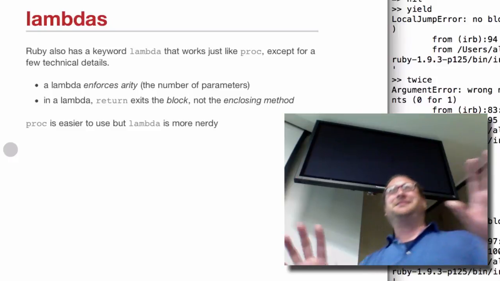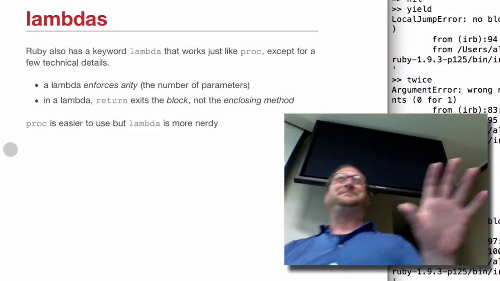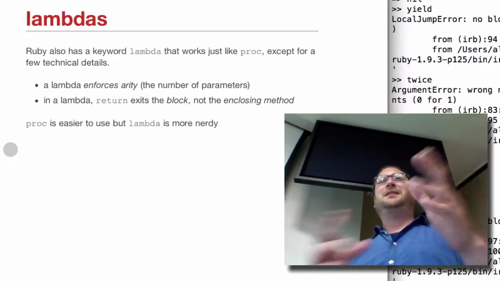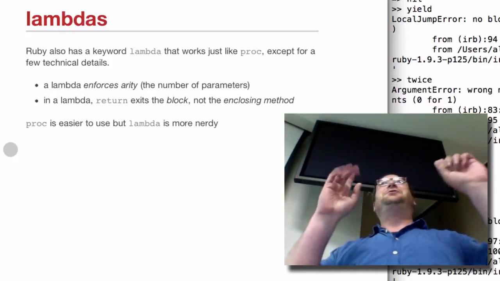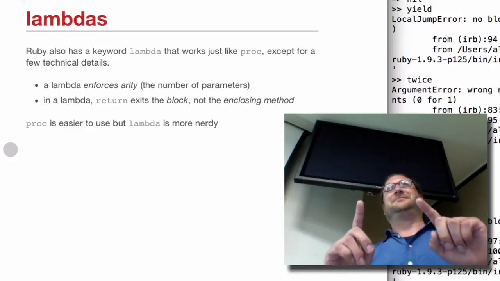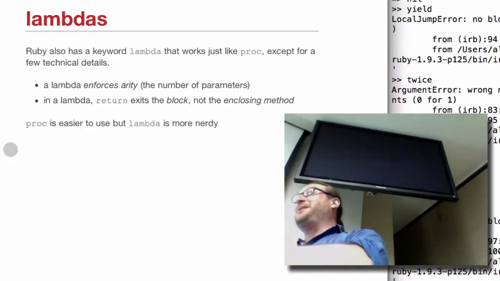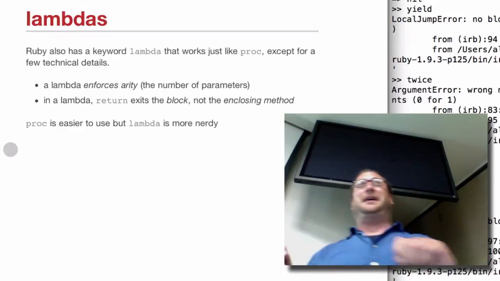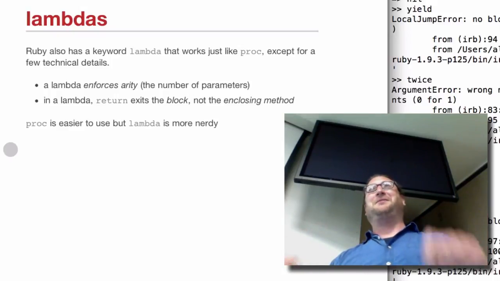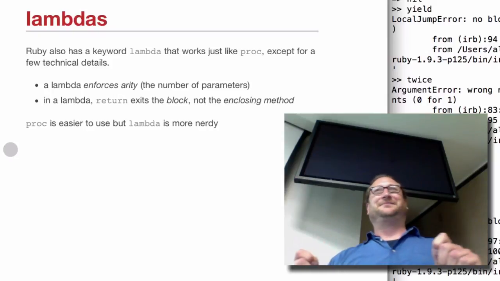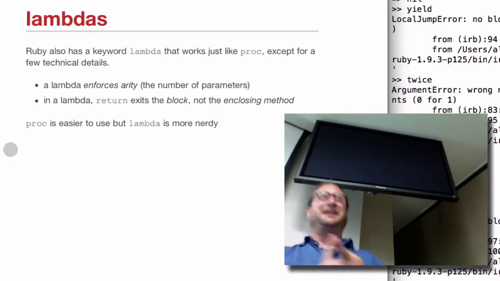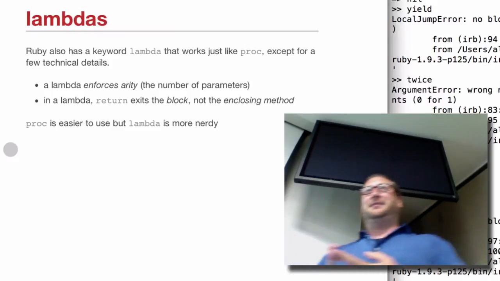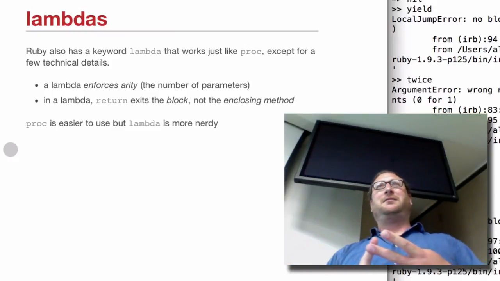Now, I promise this is the last slide before lunch. I've been using the word proc all over the place, proc and block. Ruby actually has two types of closures. Ruby has procs, but they also have lambdas. Procs and lambdas are almost the same thing with two very important but very subtle and technical differences. The first difference is that a lambda cares about the number of parameters that you pass in, but a proc doesn't care.